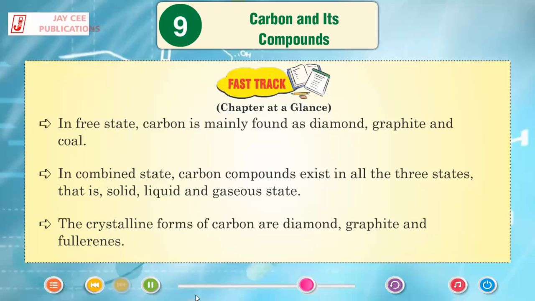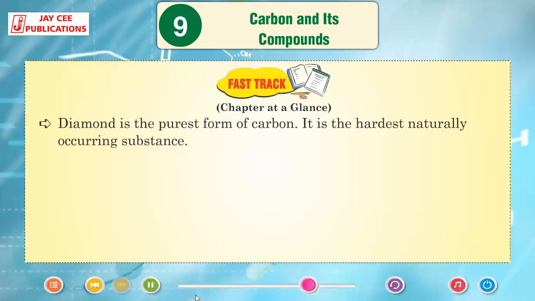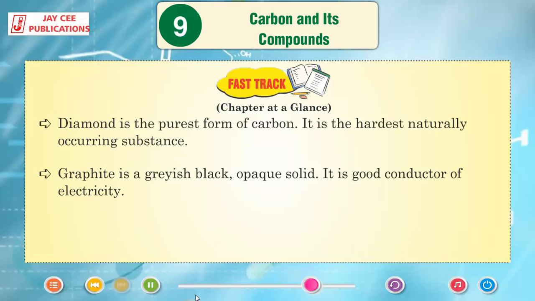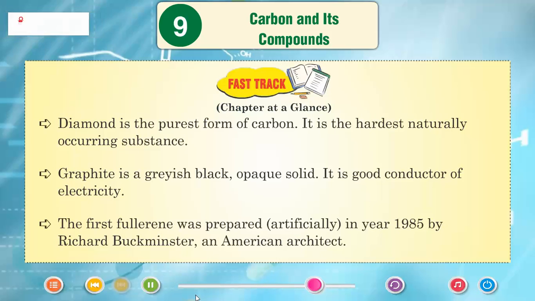The crystalline forms of carbon are diamond, graphite and fullerenes. Diamond is the purest form of carbon. It is the hardest naturally occurring substance. Graphite is a grayish-black opaque solid. It is a good conductor of electricity. The first fullerene was prepared artificially in the year 1985 by Richard Buckminster, an American architect.